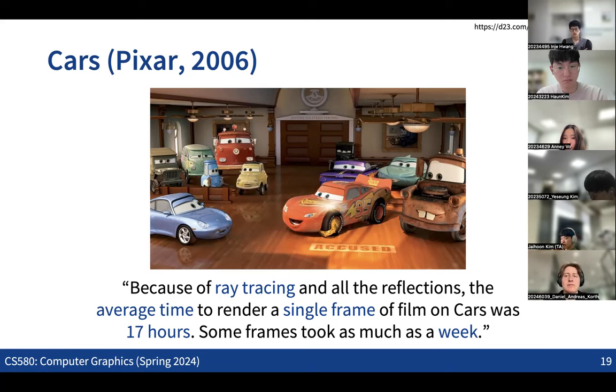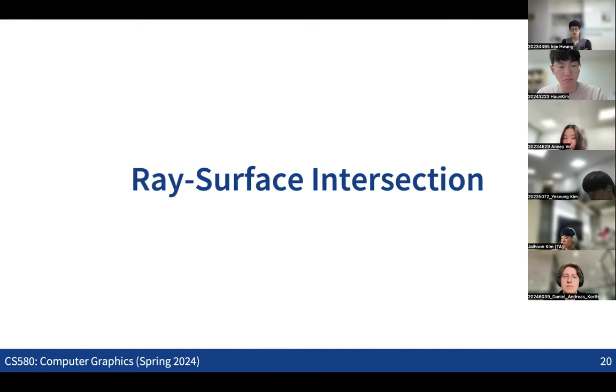In the programming assignments, what you will need to do is implement a very basic system which renders images using the ray tracing pipeline. The first step to implement this ray tracing system is to implement the ray surface intersection. Obviously, this is the first step.